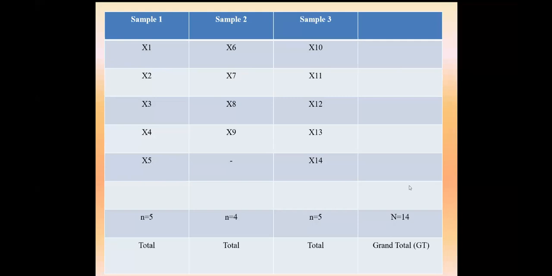Then we actually need capital N. Capital N is the total number of individuals considered. Total number of individuals considered here in this particular case is 14, because sample 1 contains 5 individuals or 5 cases or 5 variables. Sample 2 contains 4 variables. Sample 3 contains 5 variables. So this way total becomes 14. In case of ANOVA analysis, we actually need the grand total also. So the grand total means total of all these 14 variables. That is referred to as grand total.